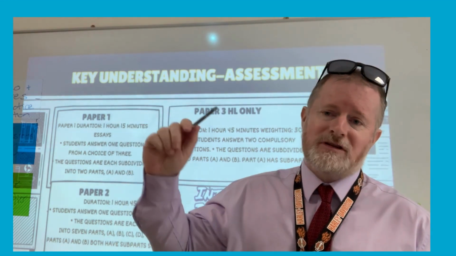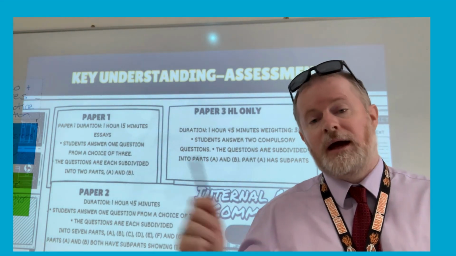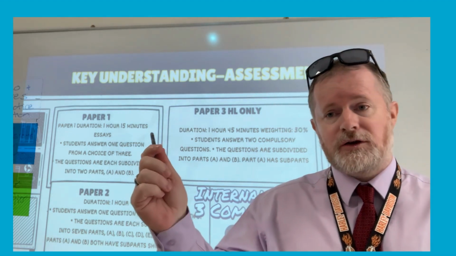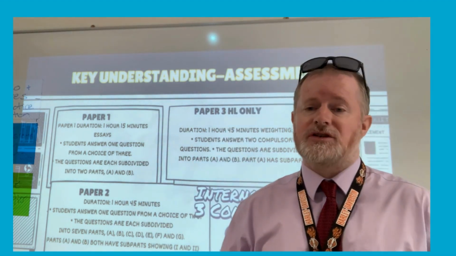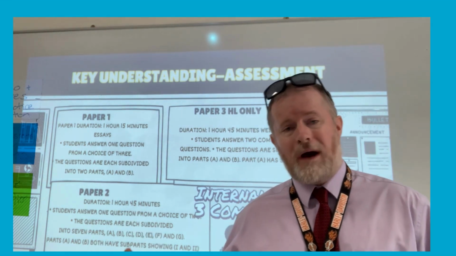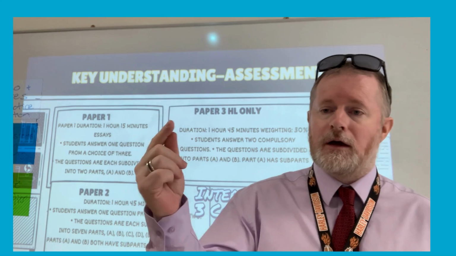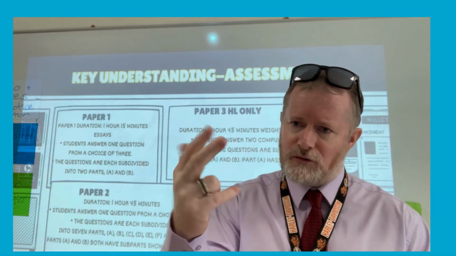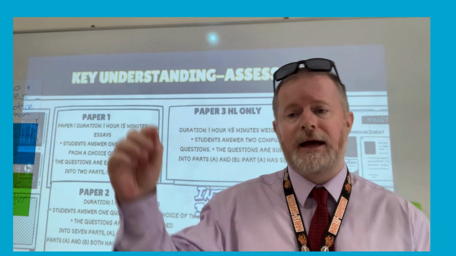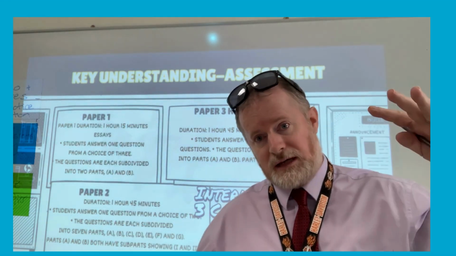So if you are a standard level learner, you will sit paper 1 and paper 2. If you're a higher level learner, you sit paper 1, paper 2, and paper 3, which is higher level only. Paper 1 is essays. You write 2 essays, that's it. You have 1 question that you answer, all right? You can choose, there's going to be 3 questions in there, you get to choose one. It's going to be a part A essay, and then a part B essay.